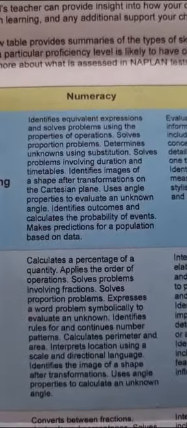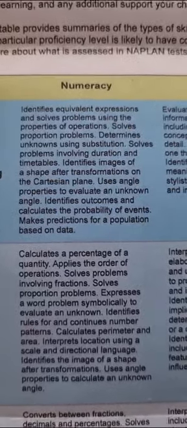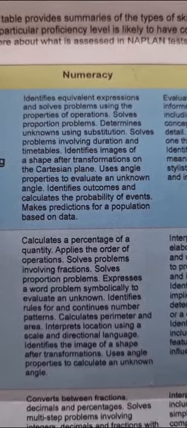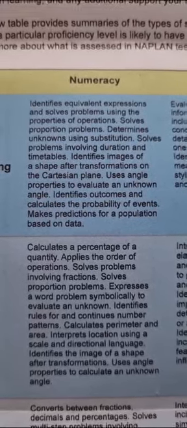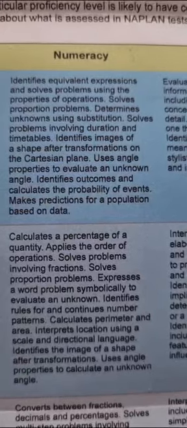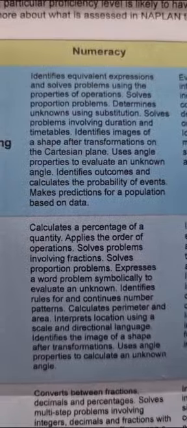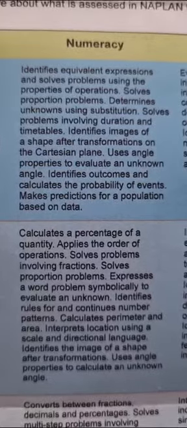Okay, let's start off over here. Exceeding. Numeracy. Identifies equivalent expressions and solves problems using the properties of operations. Solves proportion problems. Determines unknown using substitution. Solves problems involving duration and timetables. Identifies images of a shape after transformations on the Cartesian plane. Uses angle properties to evaluate an unknown angle. Identifies outcomes and calculates the probability of events. Makes predictions for a population based on data.